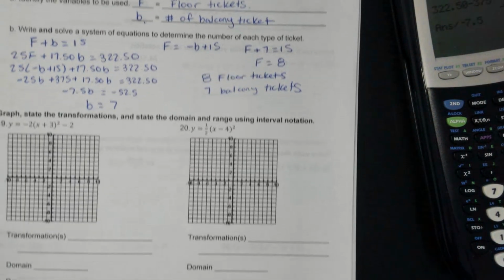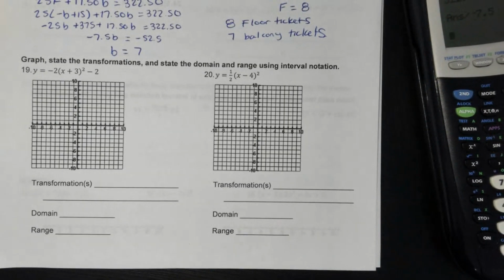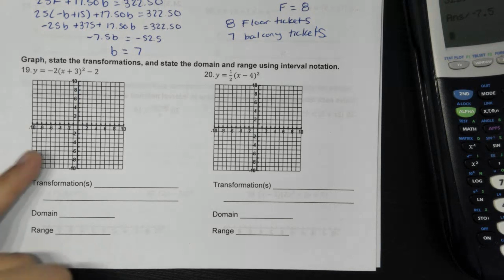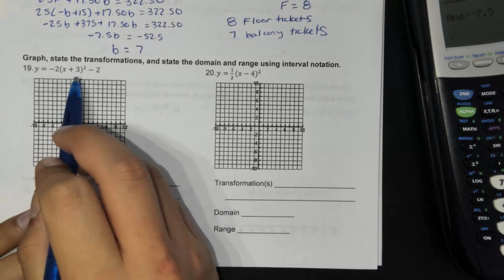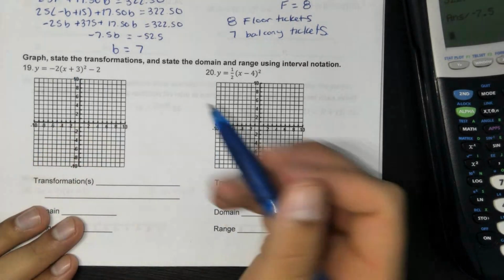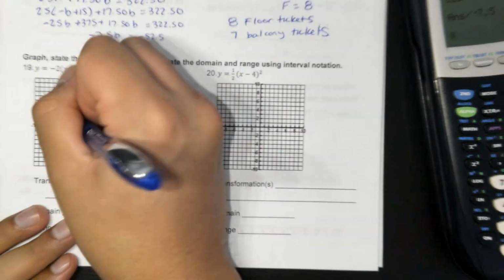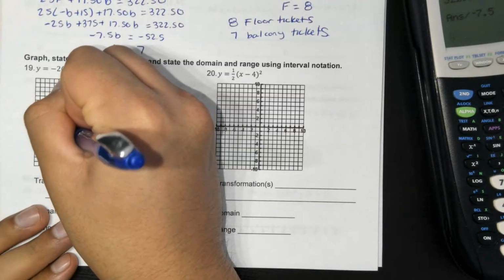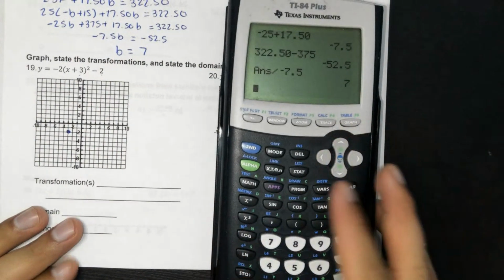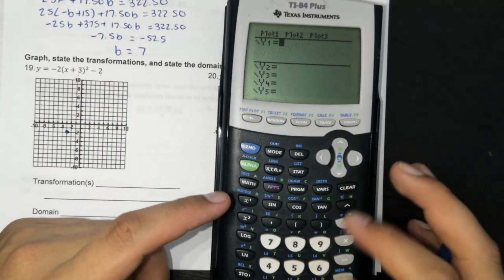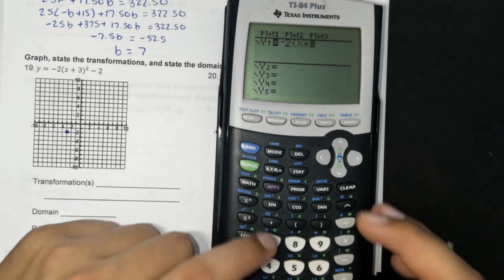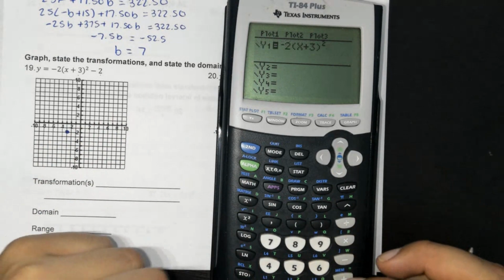Alright, so then for number 19, graph, state the transformations, state the domain and range using interval notation. These are quadratic equations or quadratic functions. So always start off with the vertex first. So -3, -2. Then let's get the rest of the points using the calculator. You have a calculator on the test, so let's use that. -2 times (x plus 3) squared, minus 2.